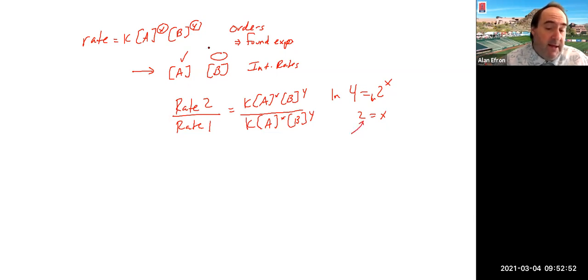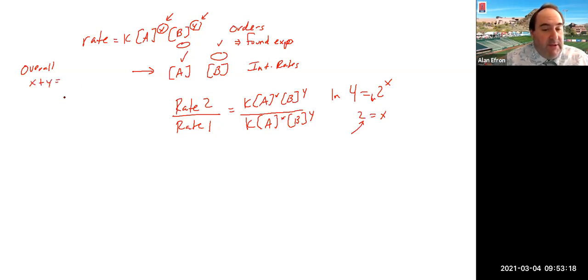Once you do that, then you switch it around. You would then keep the other one constant and vary the first one, for example. And that will allow you to figure out the order for the other reactant as well. Once you figure out actual numbers for these orders, we could also figure out the overall order of the reaction by adding those together. That gives you the overall order.